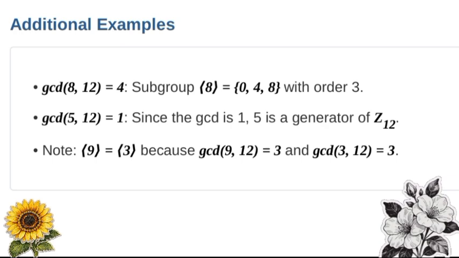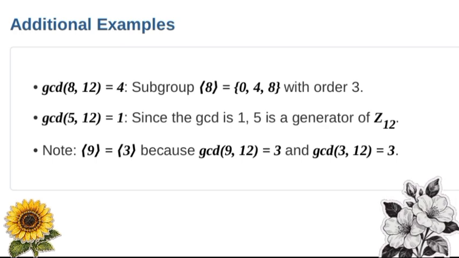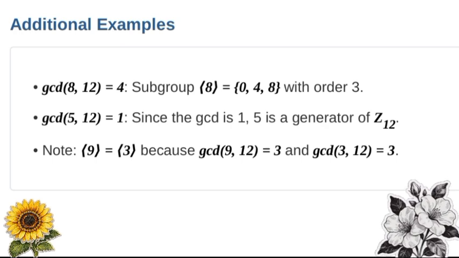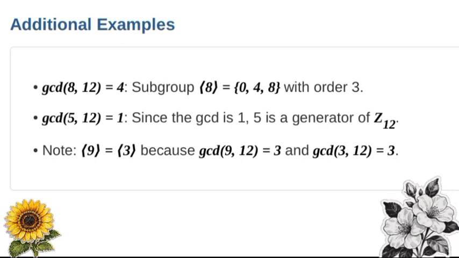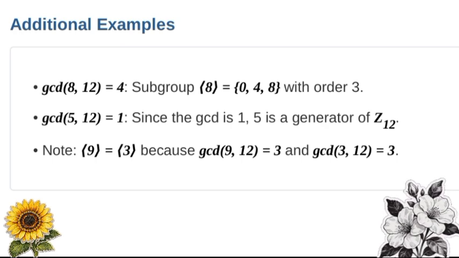For the second example, the GCD of 8 and 12 equals 4. Therefore, the subgroup generated by 8 contains 3 elements, namely 0, 4, and 8. Next, the GCD of 5 and 12 equals 1, meaning 5 generates the whole group, the integers modulo 12.